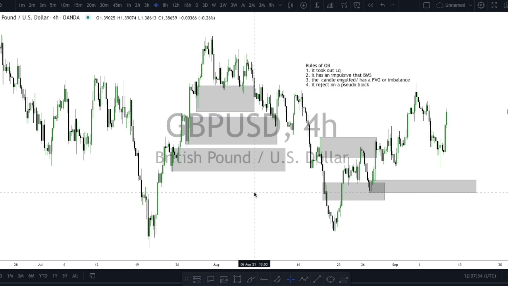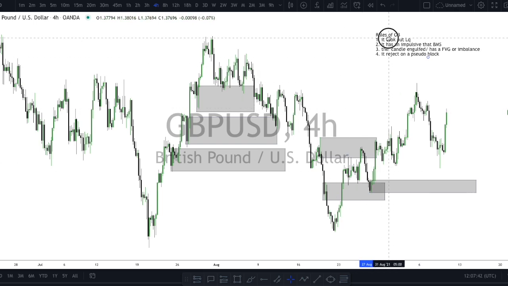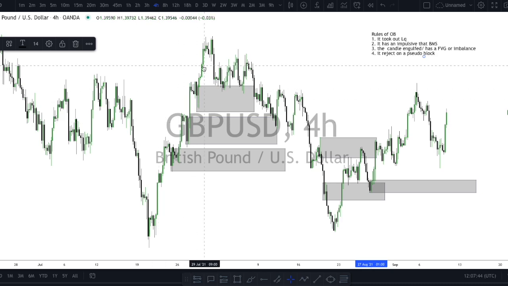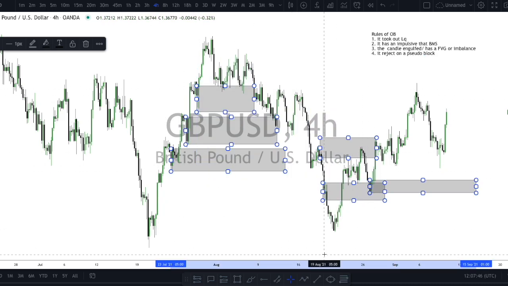Now, I don't really need to bore you with so many stories for you to identify this block. You can just go back to history and see how it works out. So this is the rule we're going to follow. So let's just see some examples of how we would have traded from it.